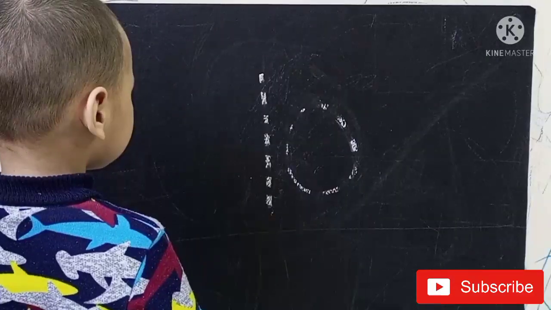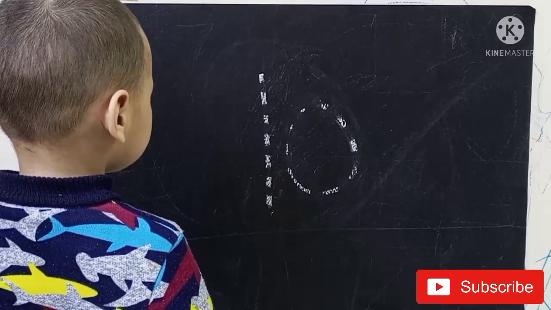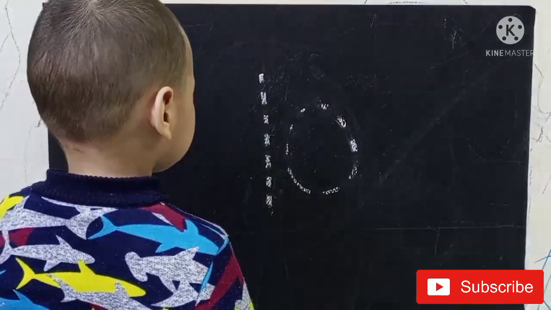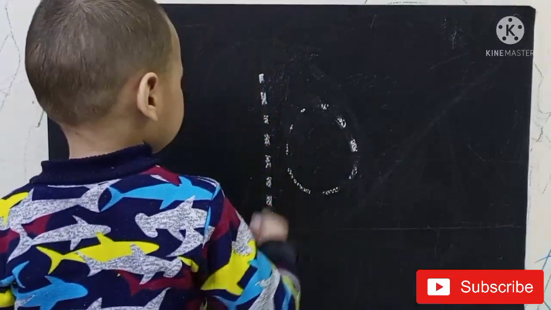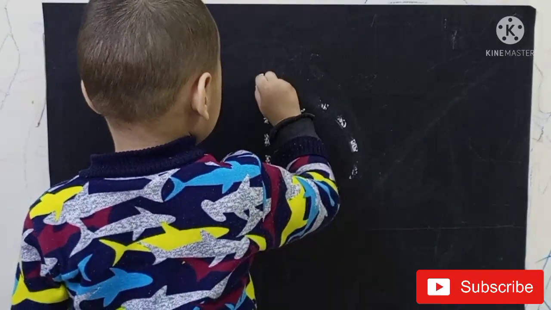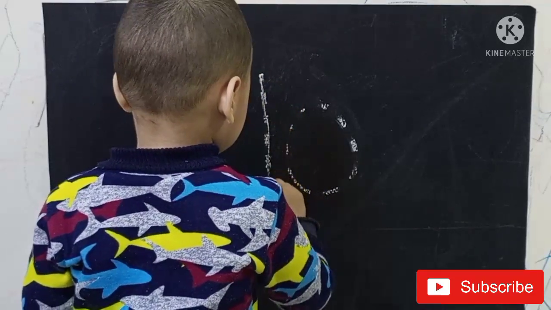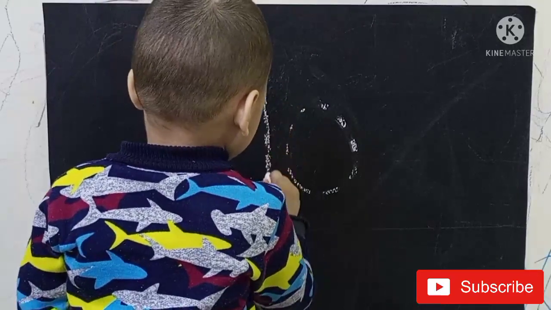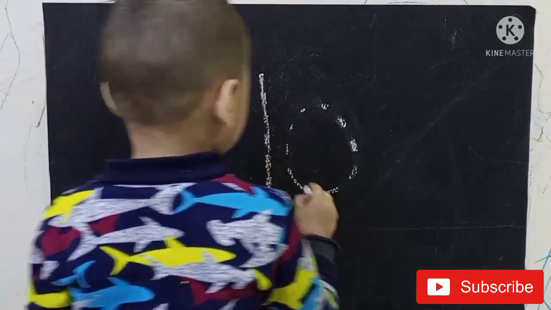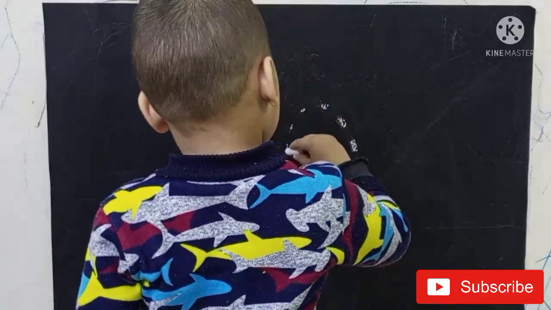To make number 10, Arav, you have to draw first standing line. Draw standing line, Arav. Once more, repeat it. Standing line. Good. Now make a small circle.